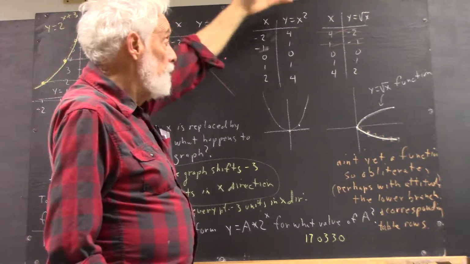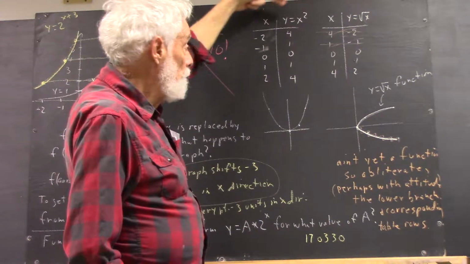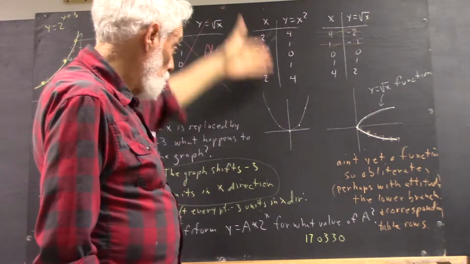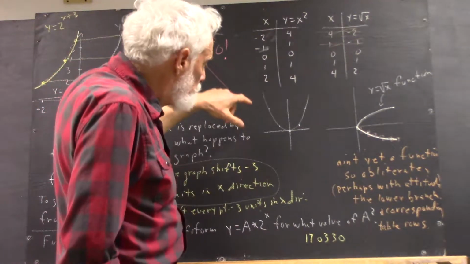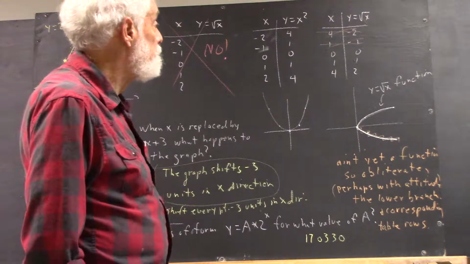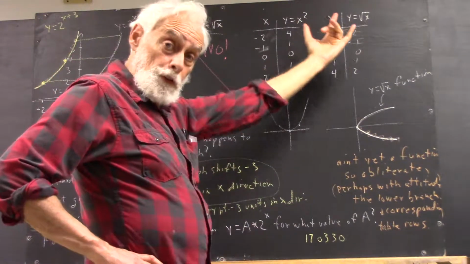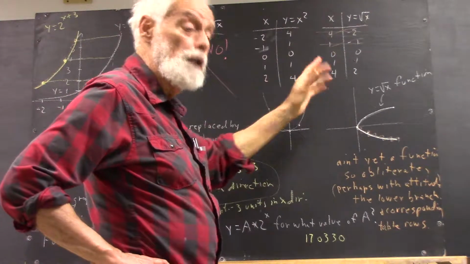So the way we get the graph of the square root of x is we invert the table for x squared. Table for x squared, well, we know that, and clearly gives us this graph. We invert the function by switching the rows, or switching the columns, sorry.